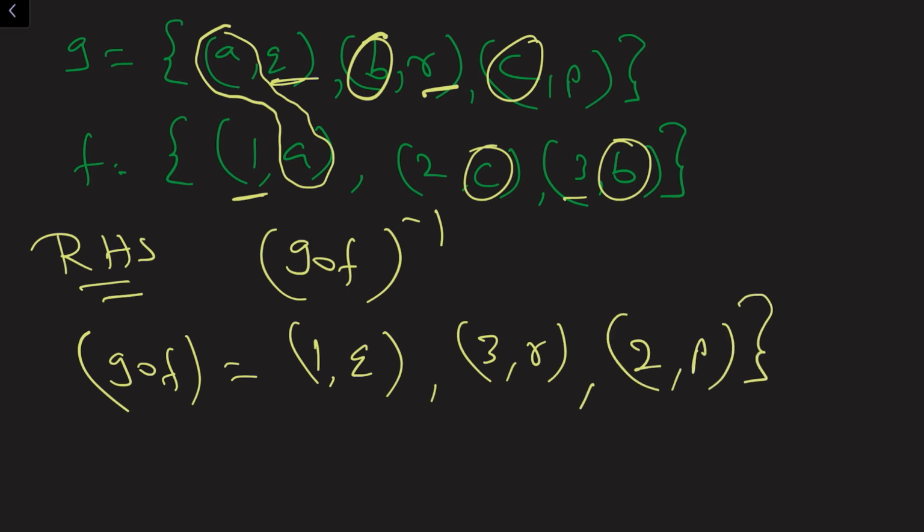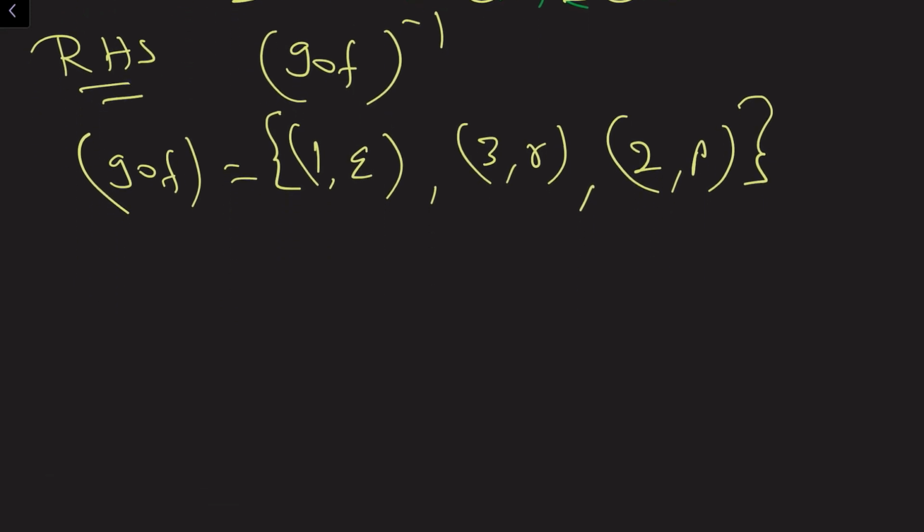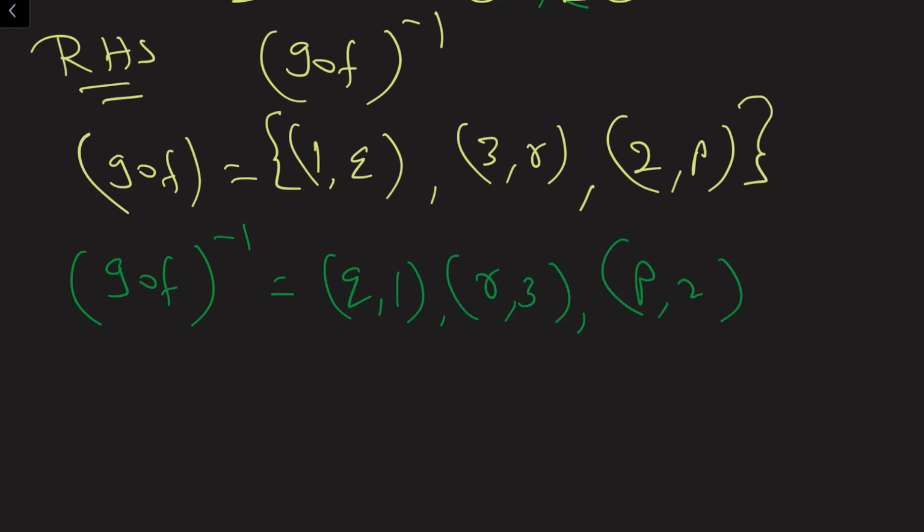Now this is g of f, but we want g of f whole inverse. So g of f whole inverse is nothing but (1, q) written as (q, 1), (3, r) written as (r, 3), and (2, p) written as (p, 2). This is the value of g of f whole inverse.